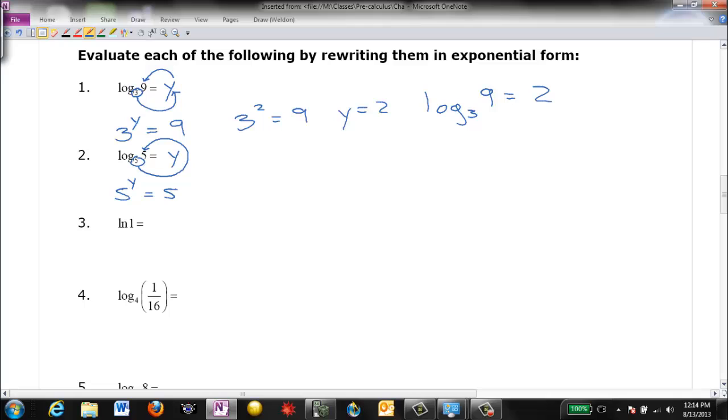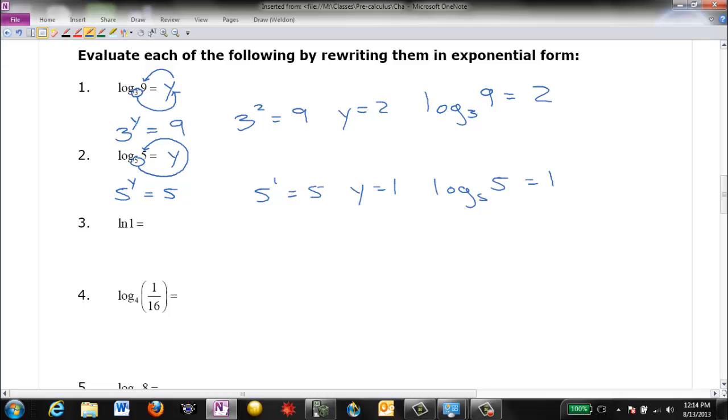And then from there, once you see it in that exponential form, it should be really easy to determine what y is because 5 raised to the first power equals 5, right? So 5 to the first equals 5, therefore y is 1. So the log base 5 of 5 equals 1. Okay. All right, let's try number 3.